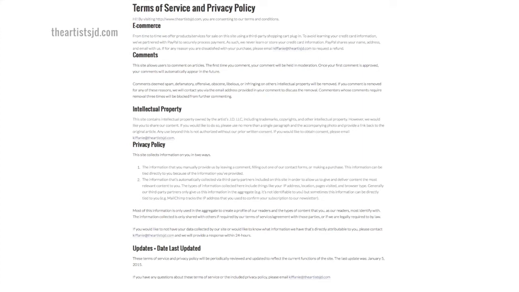And then I tell visitors that most of this information will only ever be used in the aggregate to create a profile of our readers and to know what type of content you guys are liking and engaging with, so that I can create more of that kind of content. And that I'll only share this information with others if I'm required to, either under a terms of service or I'm required to by law.